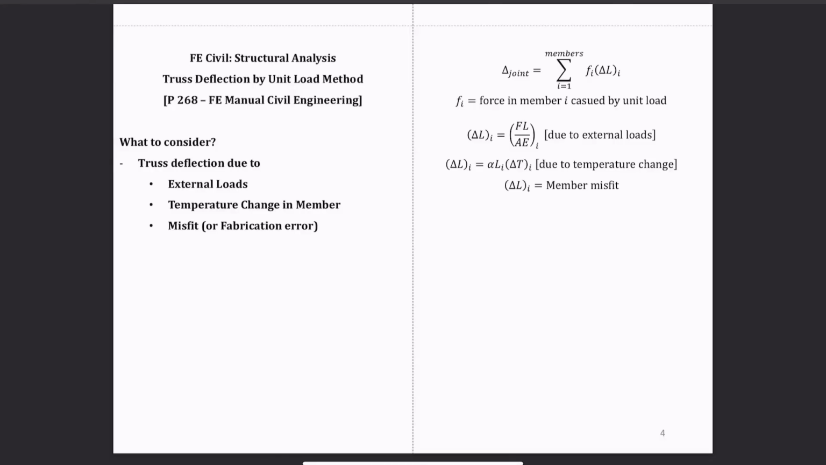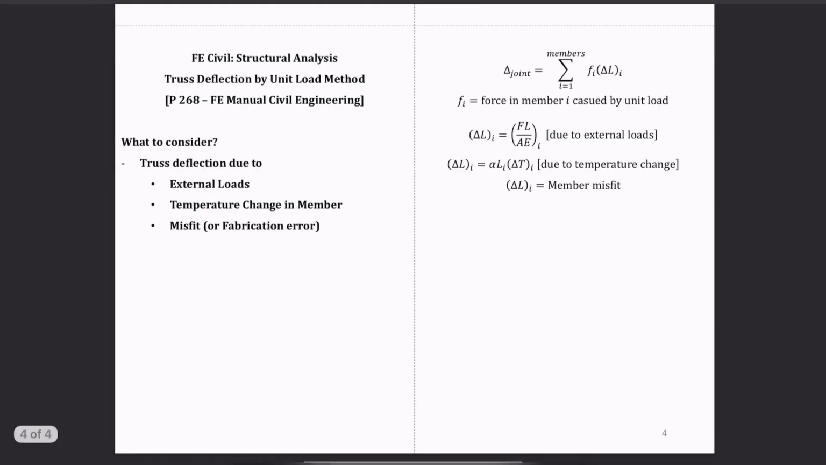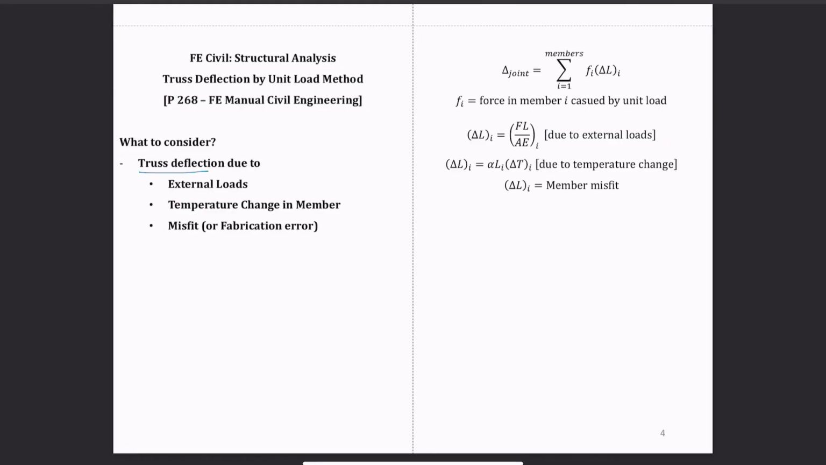Hello everyone. Today we are going to cover the section in your FE manual regarding the truss deflection using unit load method. Unit load method actually is also called the virtual load method. Okay, so what are the things that you need to consider in this section is a truss deflection at a joint due to the external applied load, due to the temperature change in the member, and due to the misfit or fabrication error in your member.